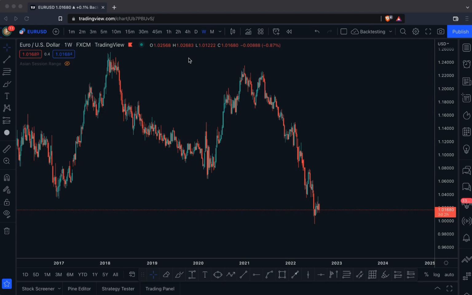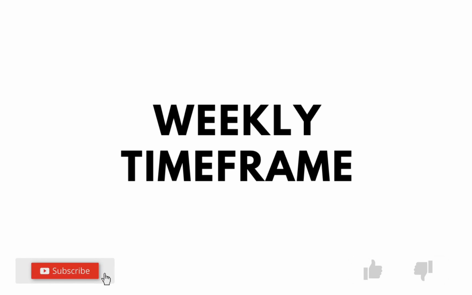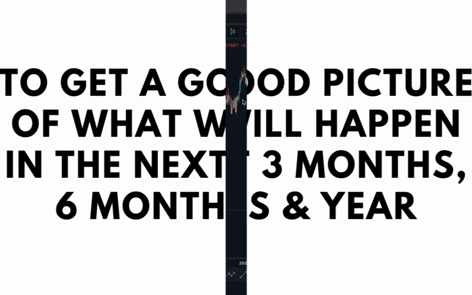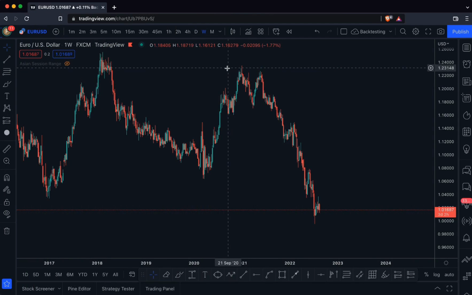So when we start off, we want to start off on the weekly time frame. And the reason why we want to start off on the weekly time frame is because we want to have a good picture of price action in terms of what's going to happen in the next 3 months, next 6 months, and the next year. So as an example, we can have a look at this area over here.